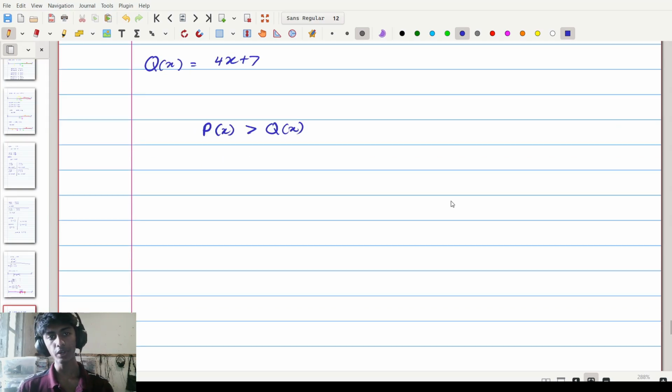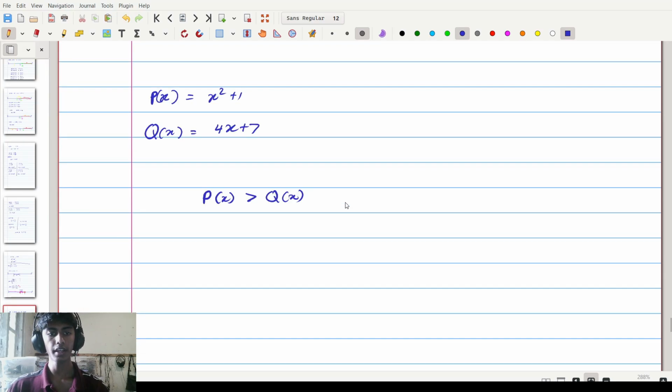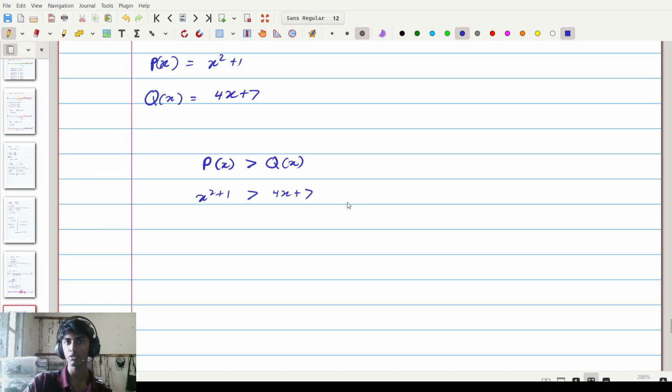Well, we can just substitute the functions in and say if p of x is greater than q of x, then x squared plus 1 must be greater than 4x plus 7. Alright? This still doesn't solve our problem. We still don't have which values of x this will be valid for. So now we can keep solving.